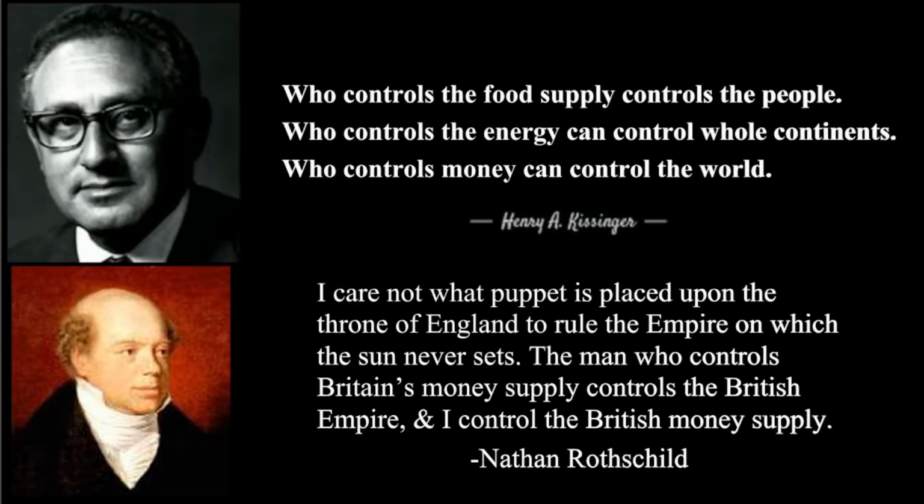So, if you want to install a new world order under a totalitarian one world government, you must control money. And this is a brief story of how they've done it. It was Henry Kissinger who said, "Who controls the food supply controls the people. Who controls the energy can control whole continents. Who controls money can control the world."